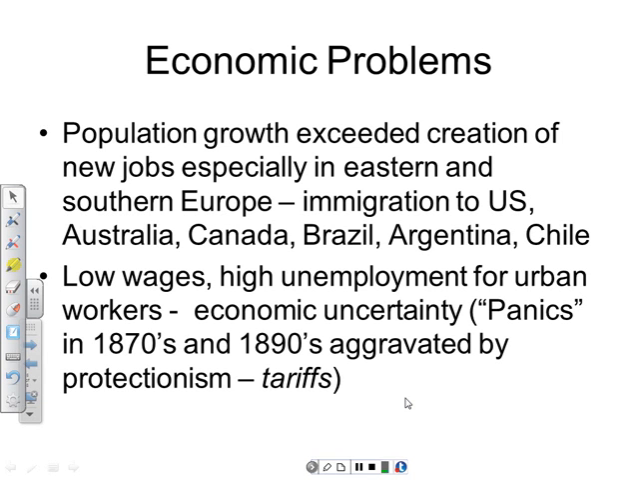Now, another problem was that the people who worked in the factory towns, the people who worked in the cities, these people who worked for wages, a lot of times they were very unsettled. And there are a couple of factors for this. One factor was that because of this large population growth, there was such a supply of labor that wages were pretty low. So workers worked long hours for what we would consider very, very low wages.